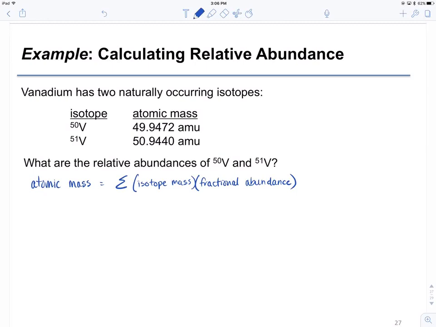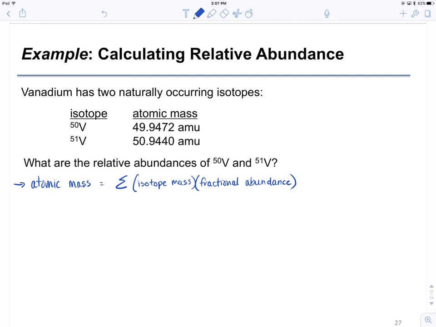Dr. Hauk here. We're going to solve this problem, calculating relative abundance. We're going to use the formula that I've already written on the screen here. Atomic mass is equal to the summation of each individual isotope mass times its fractional abundance.